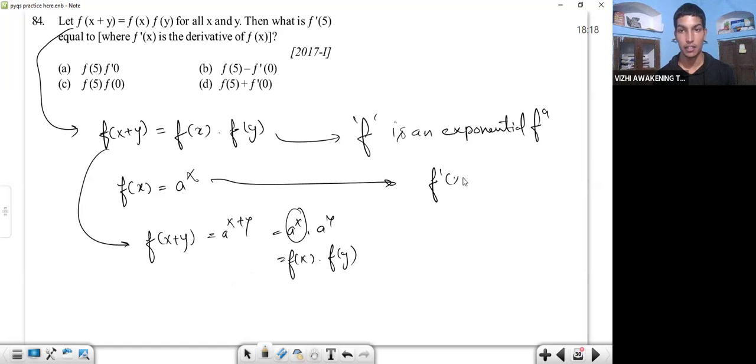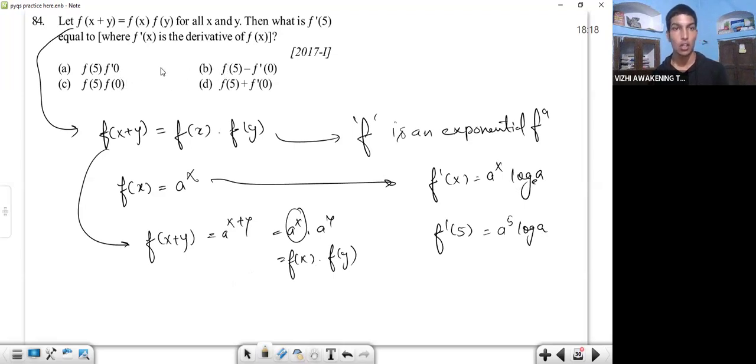So as we have f of x now, that is a raised to x, let's differentiate it. Its derivative is a^x times logarithm of a. So we have to put x equal to 5, so a raised to 5 log a. Now it is to be represented in terms of f of 5 and f dash of 0. So let's first find what f of 5 is. If this is the function, f of 5 would be a raised to power 5.